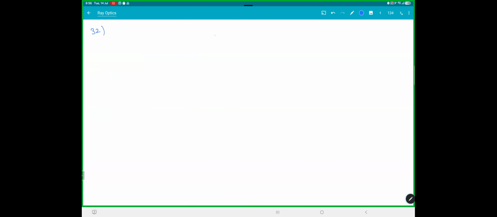Next one. Let's say this is mu2 and this is mu 3 by 2. And let's say the radius of curvature is 20 centimeters. We have an object here which is going with a speed of 2 centimeters per second at a height of 1 centimeter and at a distance of, I hope I don't get infinity, 20 centimeters. Find the velocity of the image.